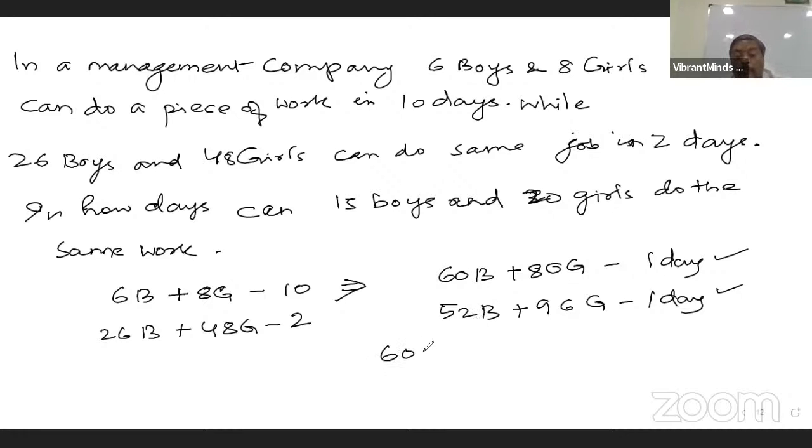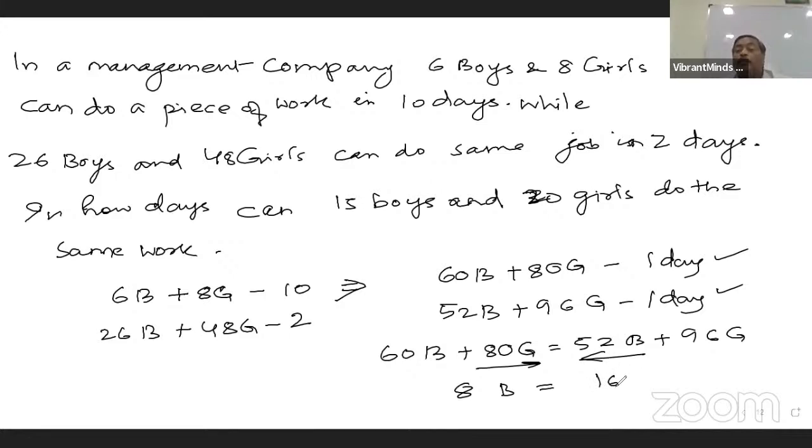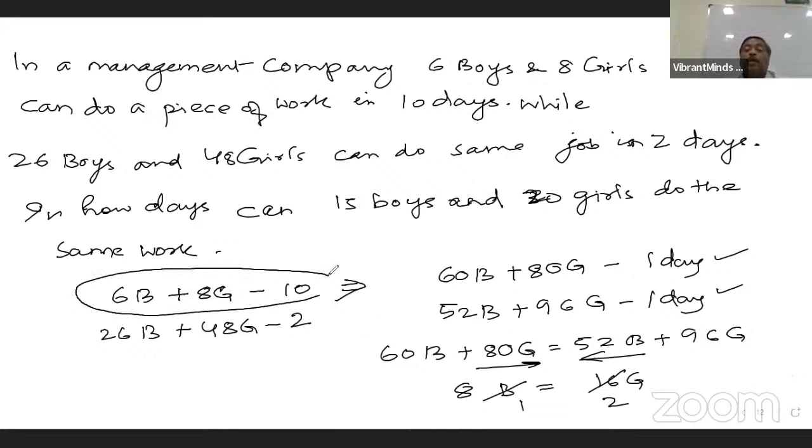So let's do 60 boys plus 80 girls is equal to 52 boys plus 96 girls. Girls this side, boys this side. So we have 8 boys is equal to 16 girls. Simply put, 1 boy is equal to 2 girls. Did you get my point? Now what we will do is, we will change the question, as well as we will change this too. Now how to change?